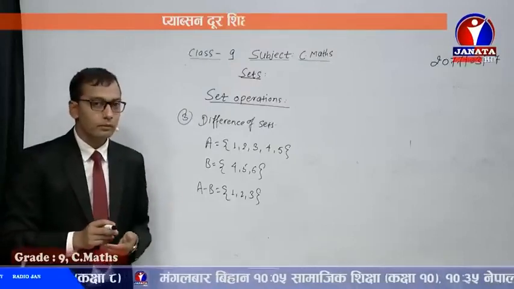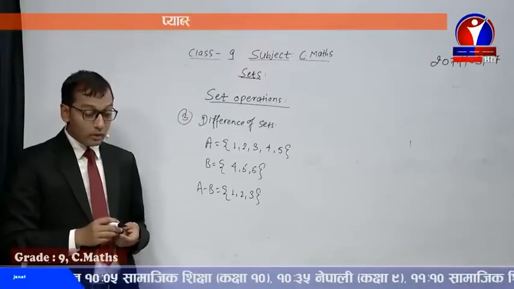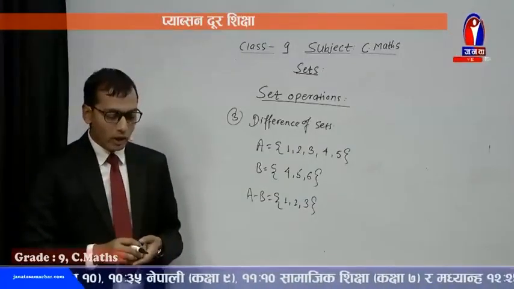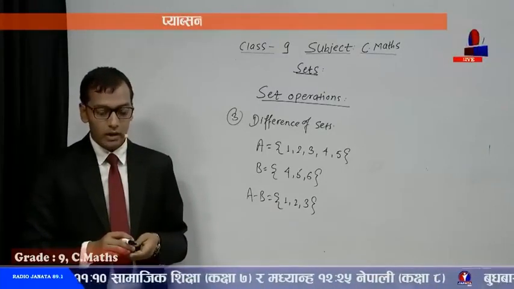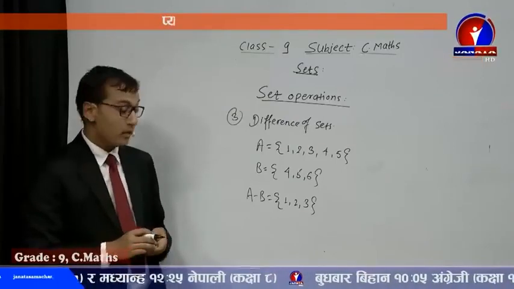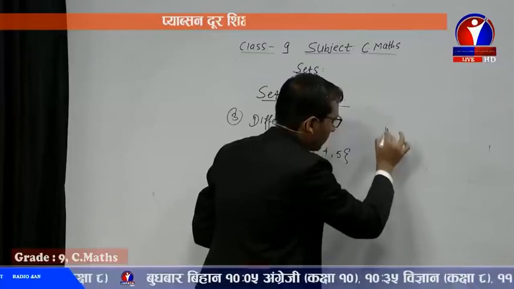Can you have a short look at the slide? I'm displaying the slide. You can see on the screen the shaded region, which is A difference B. This is also an overlapping set, and it shows A difference B. Or let me draw a diagram over here.